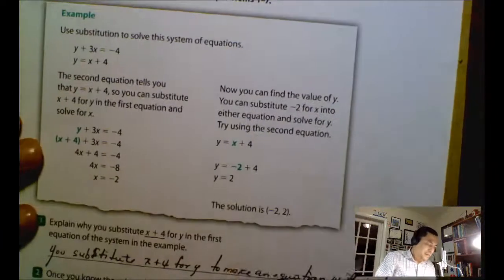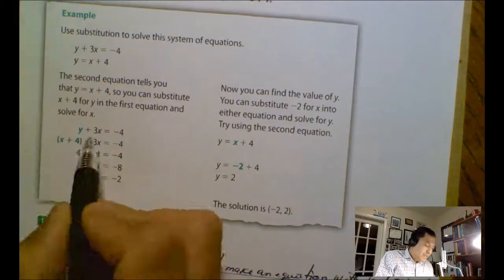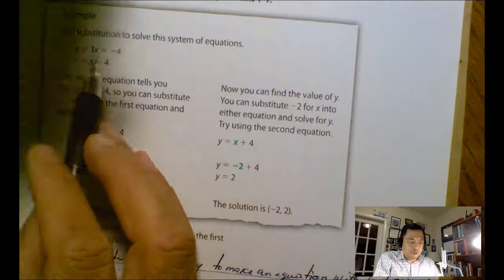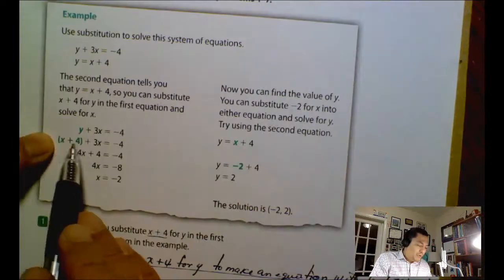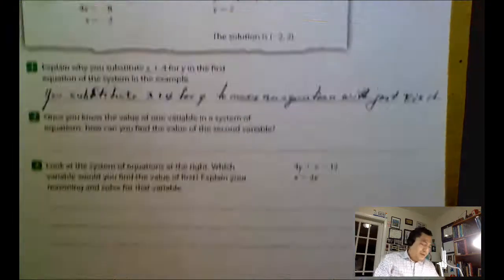And you can see it here. This is y plus 3x equals negative 4. So if I make the substitution of x plus 4, because it's telling me that y is equal to that value, then I have all x values in that equation, so I can solve for that value of x and then find the value of y. Problem number 2.